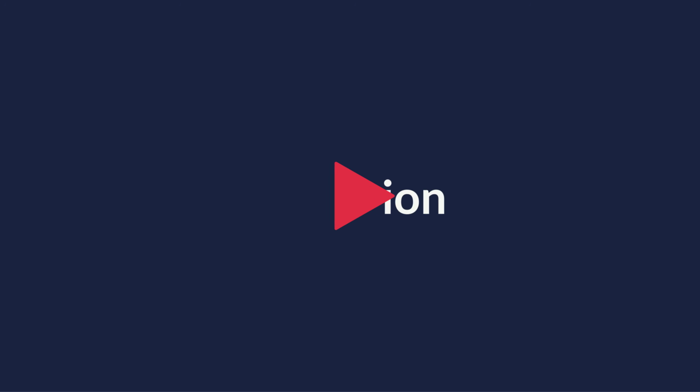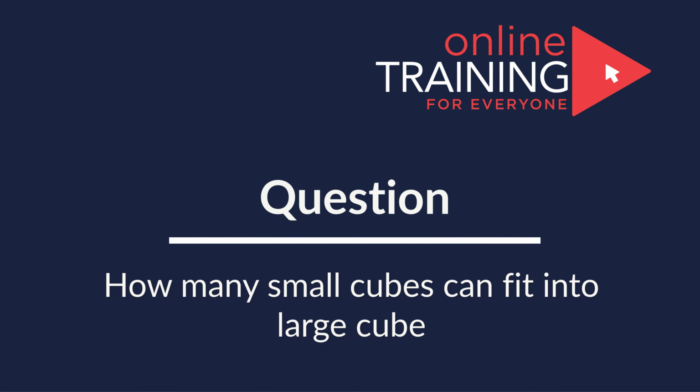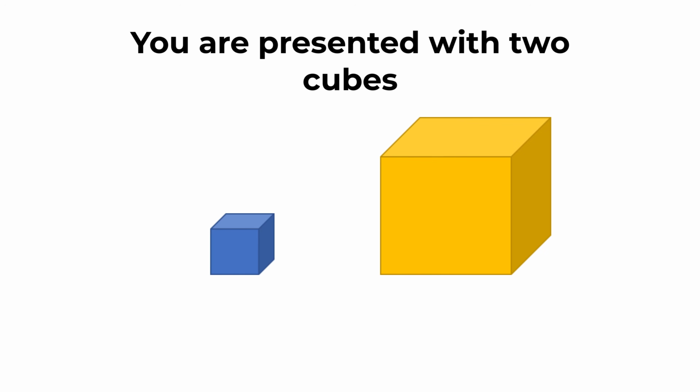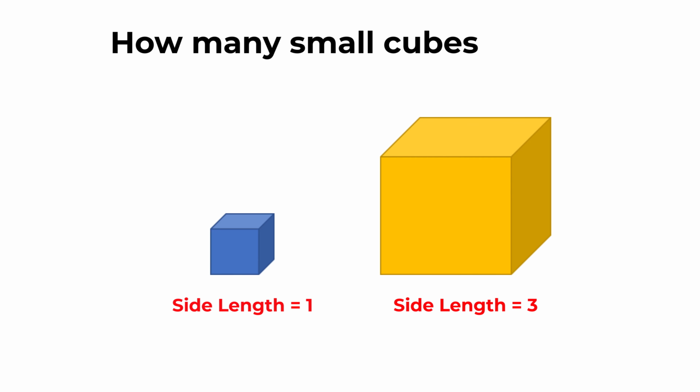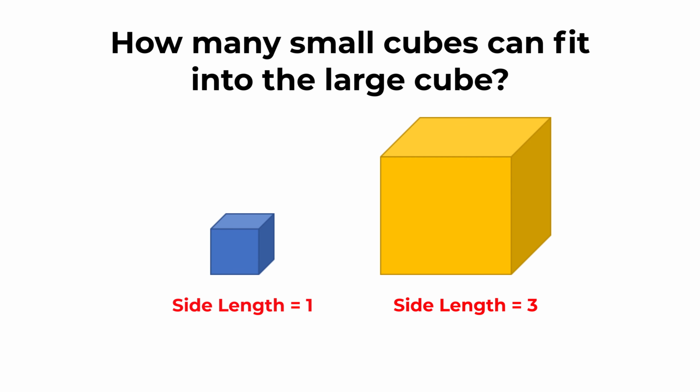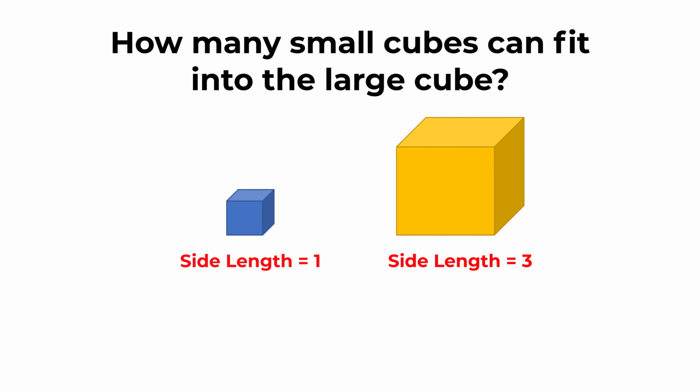Here's a cool question which you frequently see on the test. You're presented with 2 cubes. One cube has a side length equal to 1 unit, and the second cube is a larger cube with a side length equal to 3 units. So the question is, how many small cubes can fit into the large cube? And you have 4 different choices. Choice A, 9, choice B, 18, choice C, 27, and choice D, 81.